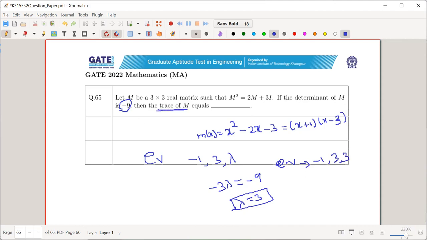And they are asking for the trace of the matrix. The trace is nothing but the sum of the eigenvalues. So the sum is 6 minus 1, which is 5. Therefore, the trace of the matrix should be 5.